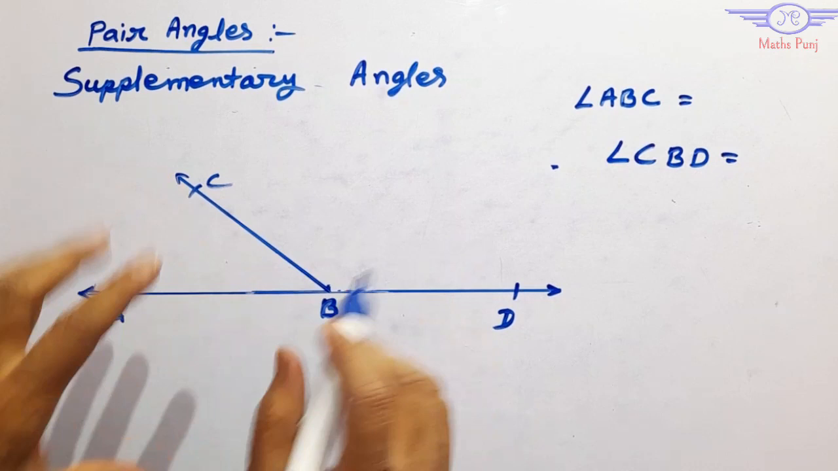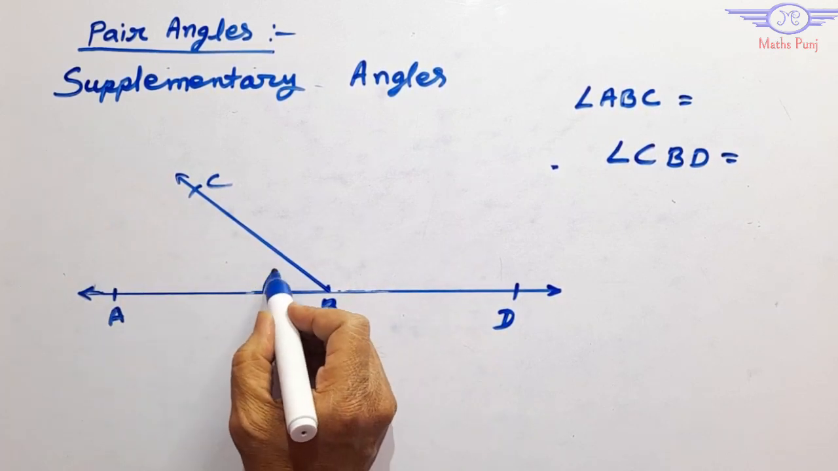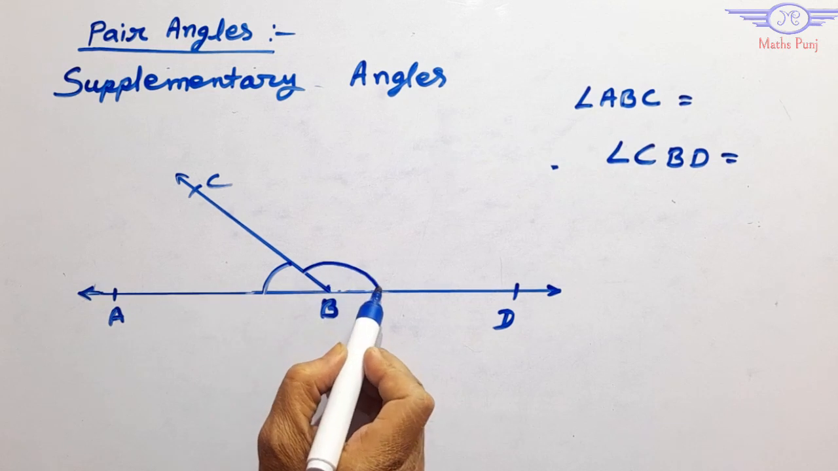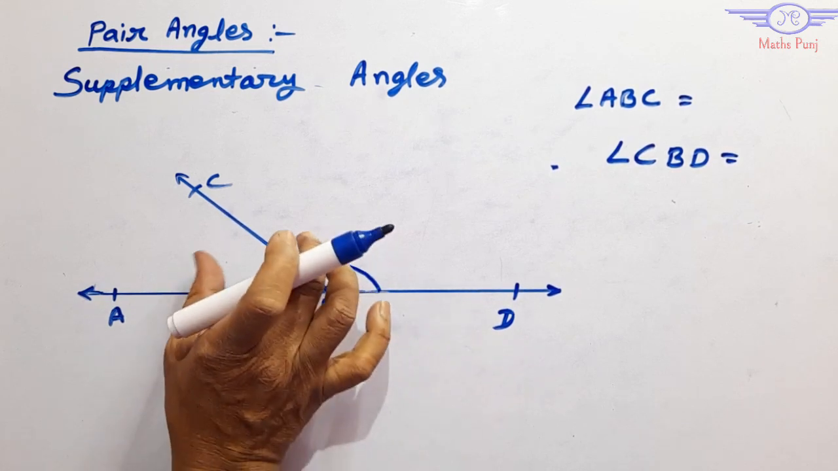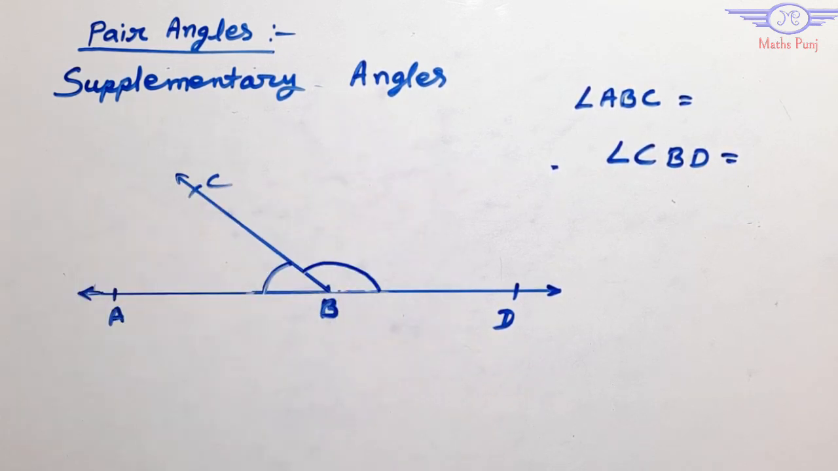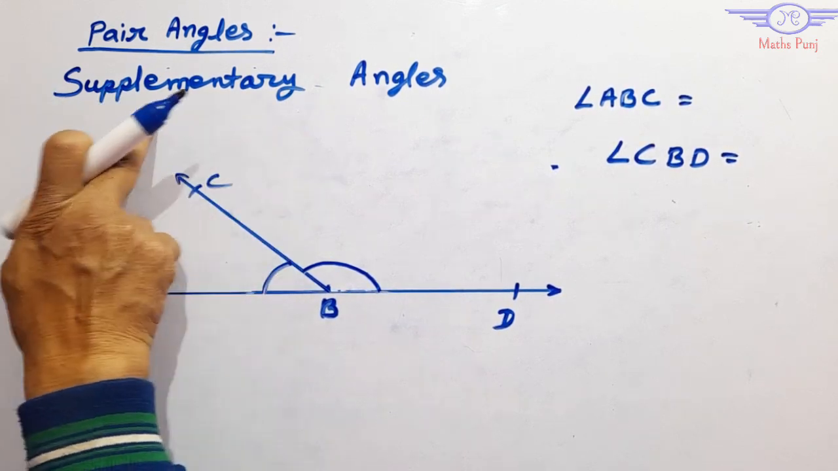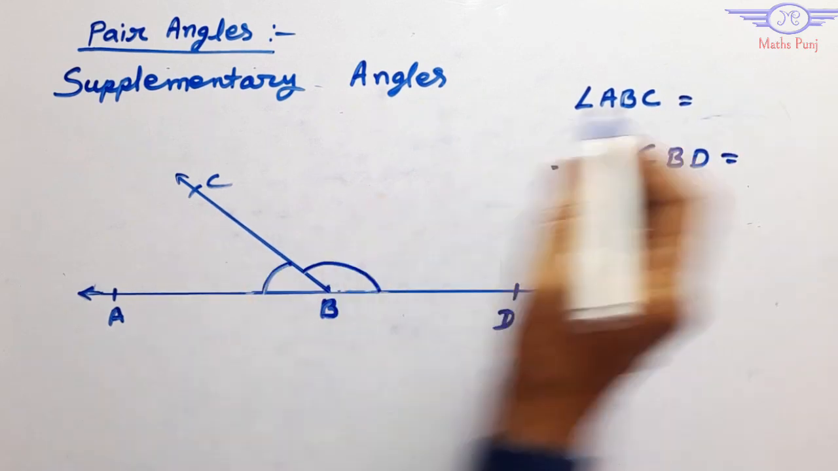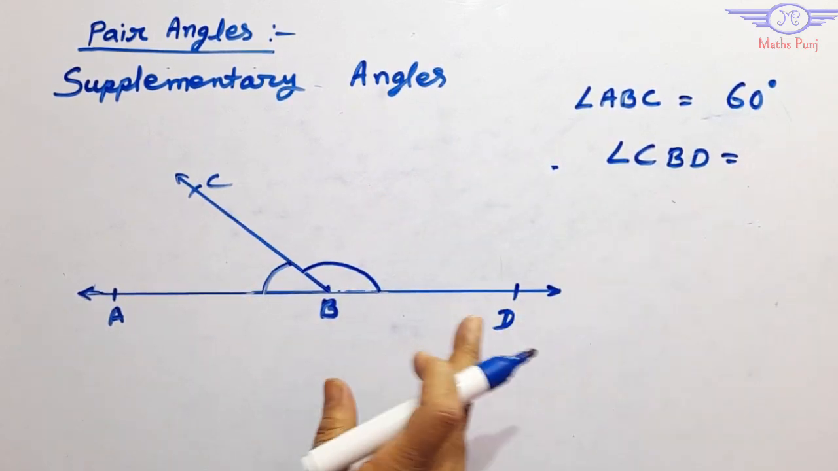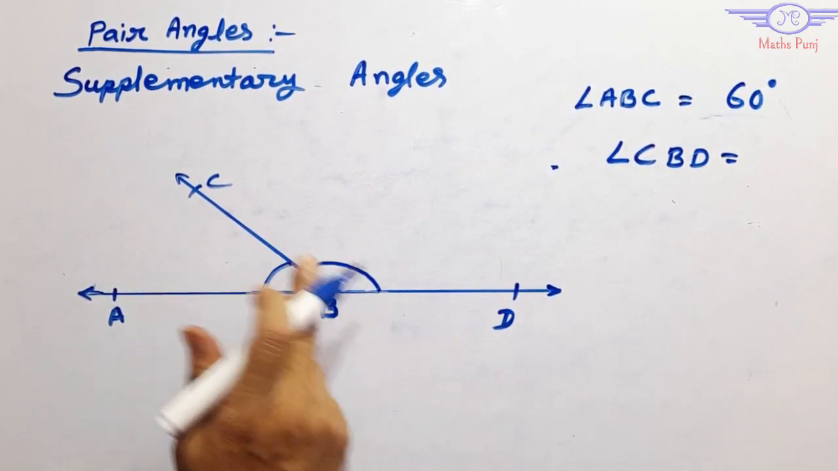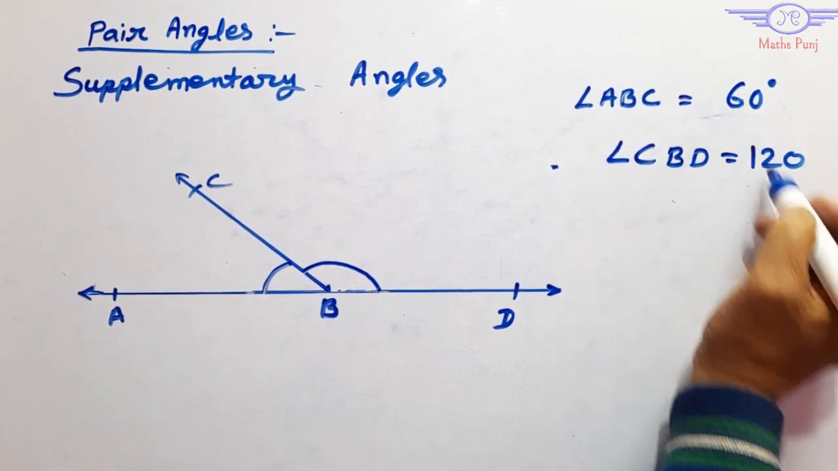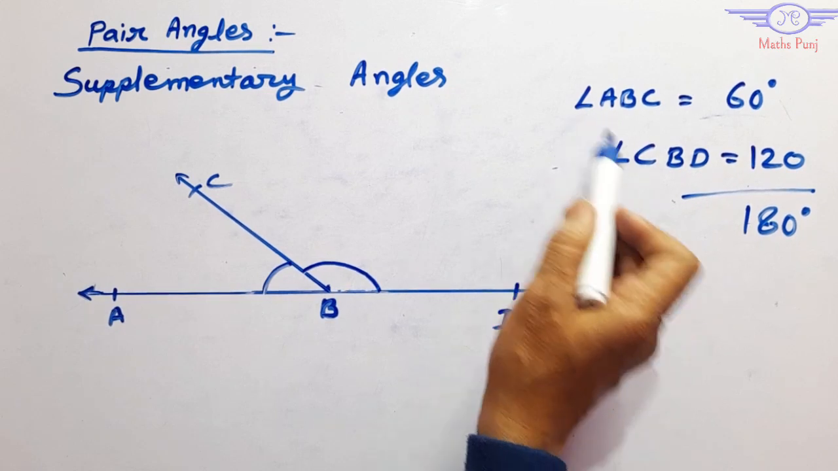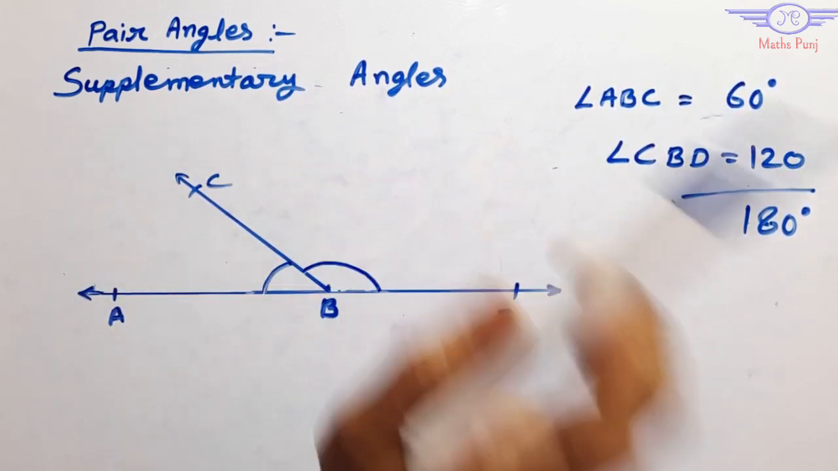Here there are two angles. This is ABC, the first angle, and this is CBT, the second angle. If the sum of these two angles is 180 degrees, then they are called supplementary angles. Suppose ABC is 60 degrees and the CBT angle is 120 degrees. The sum of these two angles is 180 degrees, so we can say these two angles are supplementary angles.